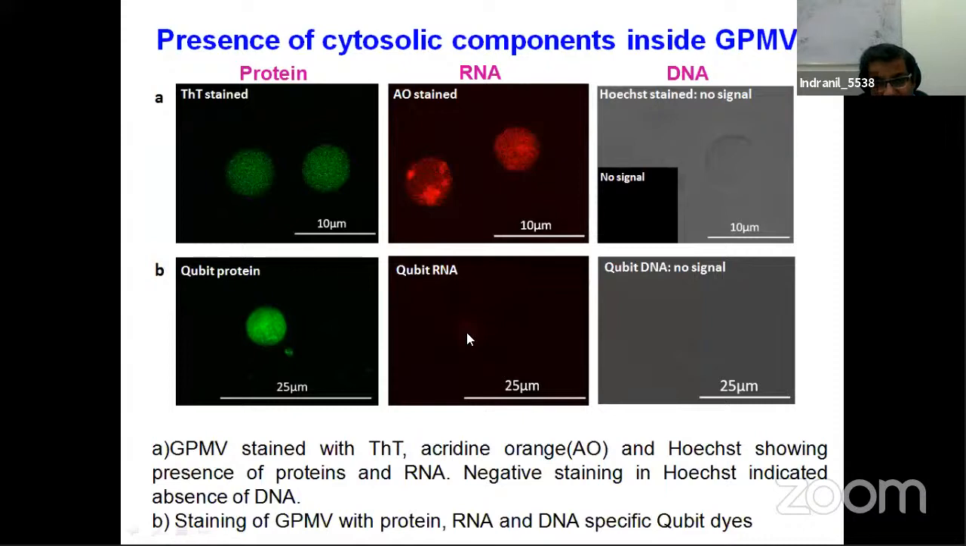Although this is in the image, it is not that clearly visible. I guess you may not be able to see it, but when we zoom in, we found that the signal is there. But when we check with Hoechst and the Qubit DNA, the DNA-specific dyes, we did not find any signal. So that means this kind of membrane vesicle is devoid of any DNA. Technically, it contains RNA and proteins, but it doesn't contain any DNA.